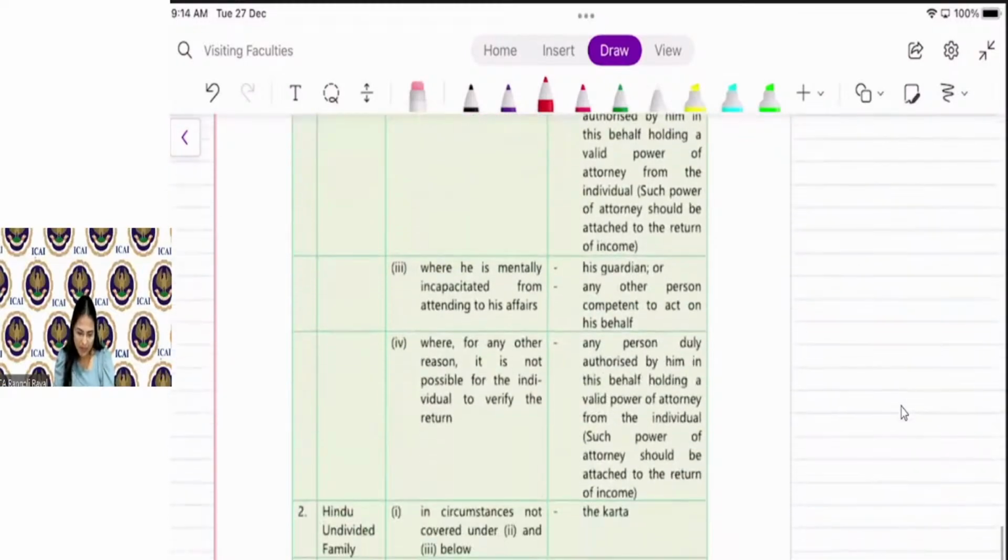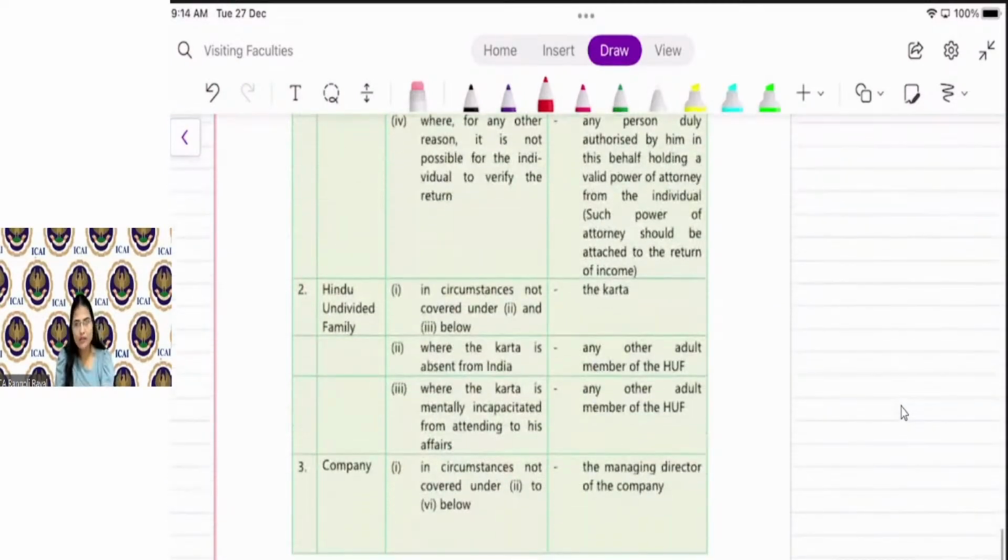Where he is mentally incapacitated from attending to his affairs, then his guardian or any other person competent to act on his behalf can sign his return. For any other reason, if it is not possible for the individual to verify the return, then a person duly authorized by the individual, having a valid power of attorney, can sign the return on behalf of the individual.